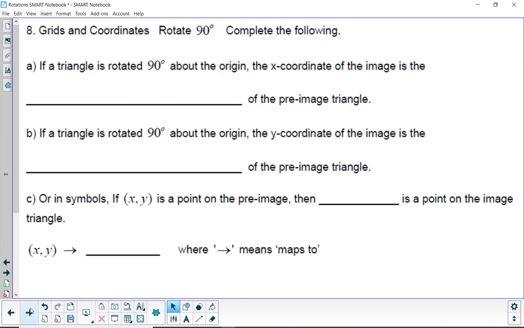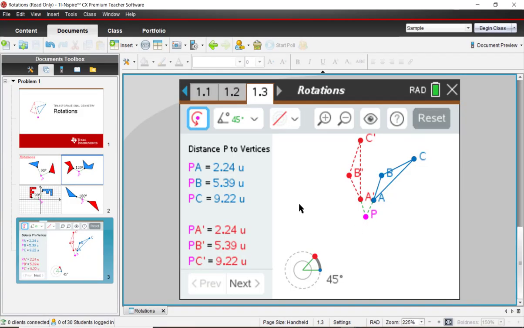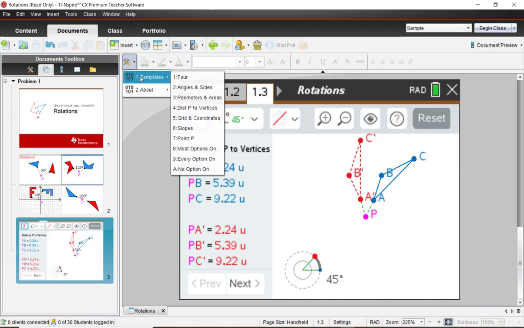Number 8 on the PDF is going to ask us to investigate if the angle rotated is 90 degrees. So we're going to be answering these types of questions. Let's go to the technology and investigate. In this TI-Nspire software, we want to go over to Tools, Templates, and number 5, Grid and Coordinates. That's Tools, Templates, 5, Grid and Coordinates.